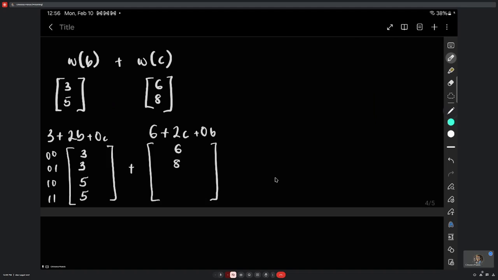No, this is B now, at 0, 1. This B is 0. So at 0, 1, C is 1, but you get the point. So it's 6 at 0, 1, and 8 at that point. At 1, 0 it's 6, and at 1, 1 it's 8. So if we do element-wise addition, what are we going to get?